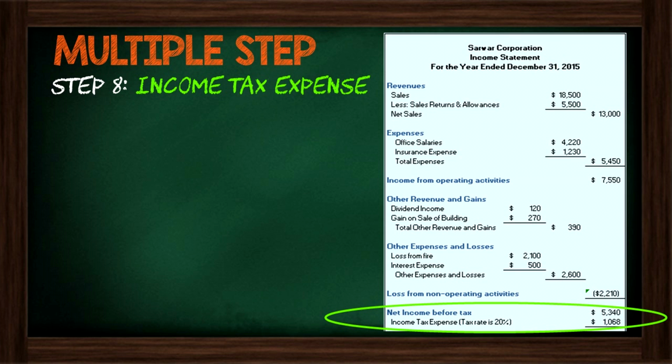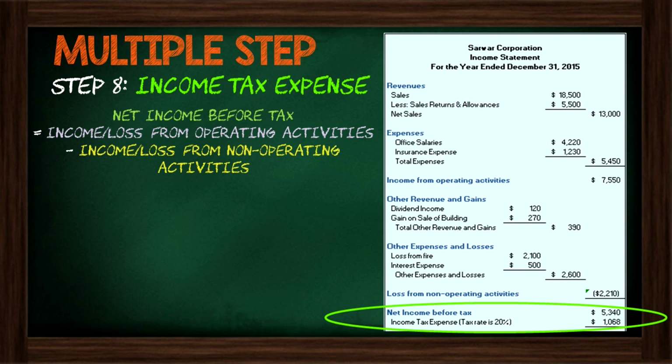So the next step is to calculate our income tax expense. But of course, before that, what we always calculate beforehand is our net income before tax, which we calculate by taking our income or loss from our operating activities and add in our income or loss from our non-operating activities. In this case, we have income from operating activities of $7,550 and a loss from non-operating activities of $2,210. Add these two figures together, we arrive at $5,340 of net income before tax, right?